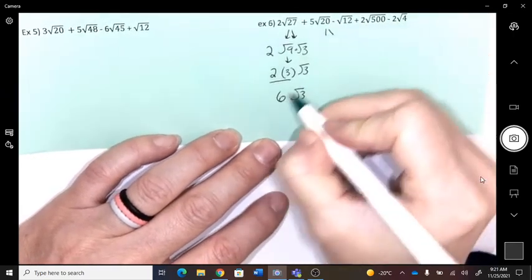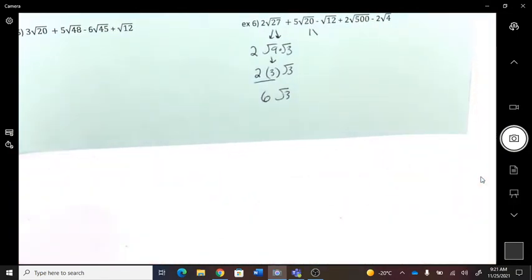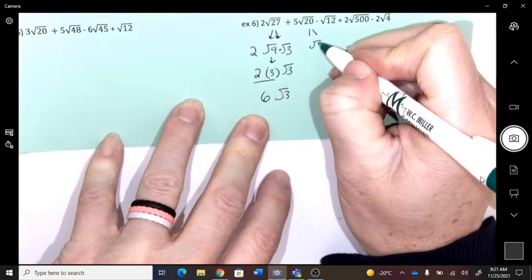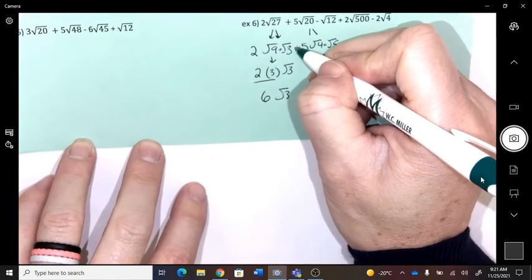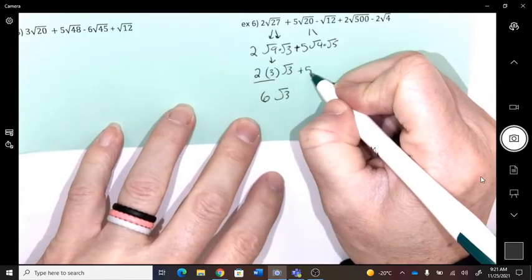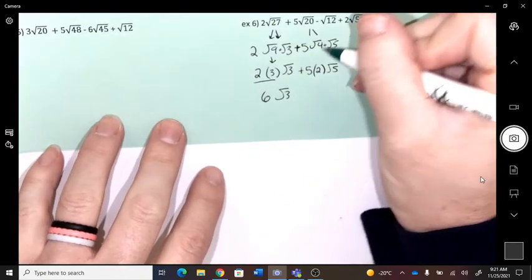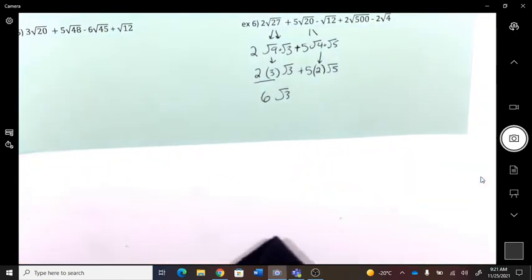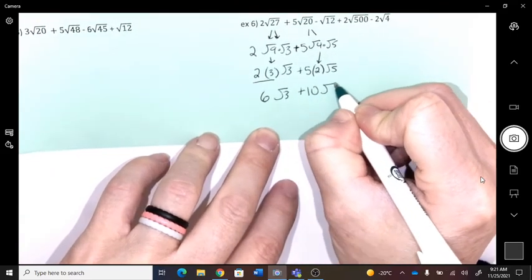Okay, root 20. Which magic number is root 20 divisible by? So that would be root 4 times root 5, plus the whole number 5 is in the front. The root 4 can change to a 2. So I end up with plus 10 root 5.